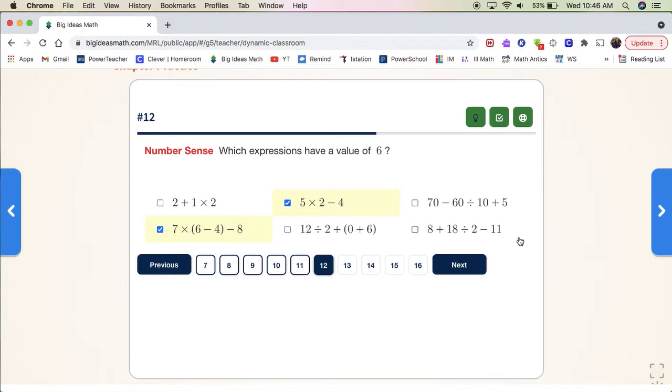All right. We have addition, division, and subtraction. So we're going to divide first. 8 divided by 2 is 9. So then we have 8 plus 9 minus 11. 8 plus 9 is 17. 17 minus 11 is 6. So that one does work. Work those out. If you have scratch paper, that would be good to do that.